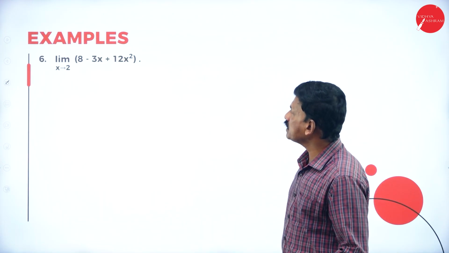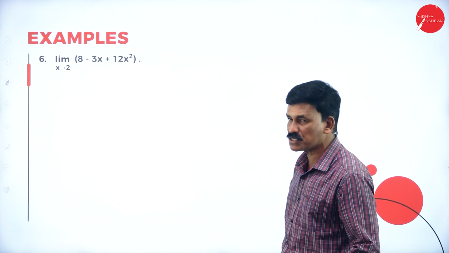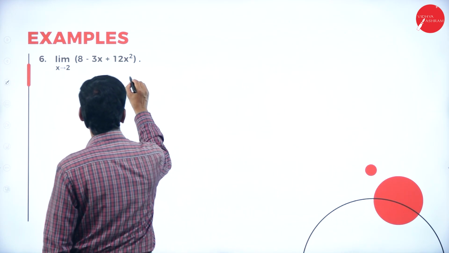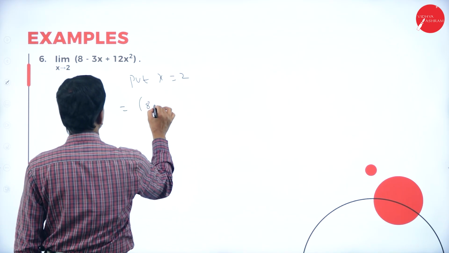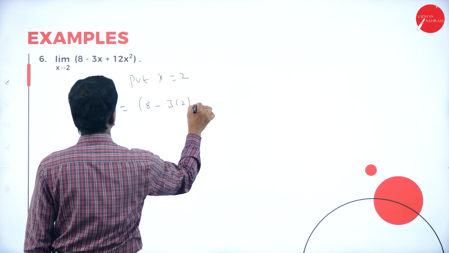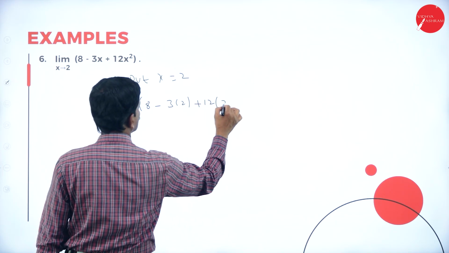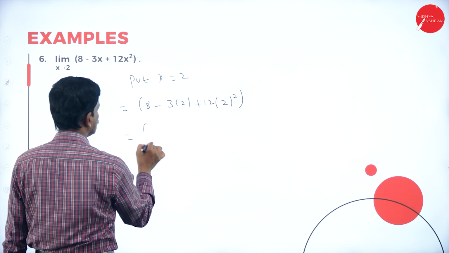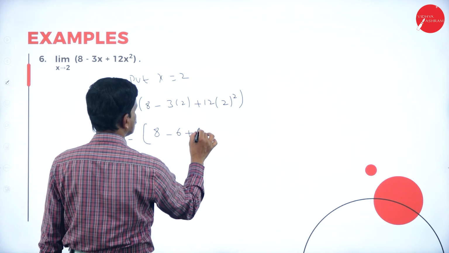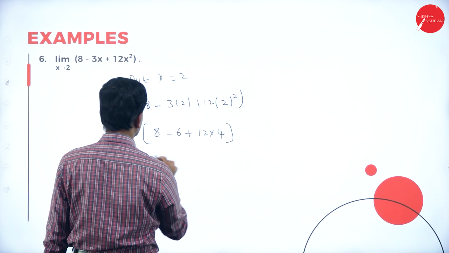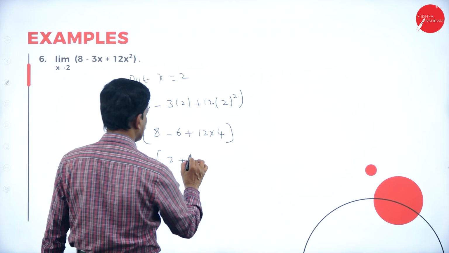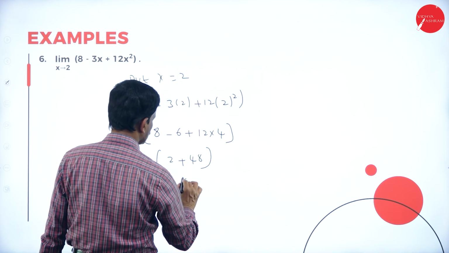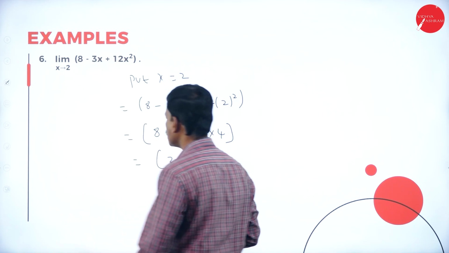Now evaluate limit x tends to 2 of 8 minus 3x plus 12x square. Very simple problem. Put x is equal to 2, that's all. 8 minus 3 into 2 plus 12 into 2 square. So this is 8 minus 3 2s are 6 plus 12 into 2 square is 4. So 8 minus 6 is 2 plus 12 4s are 48. So 48 plus 2 is equal to 50. The simplified answer is 50.